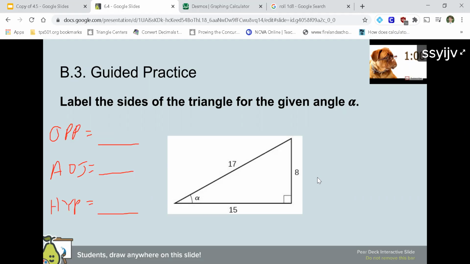Got it? Very good. B looks like there's an 8. Which one is opposite? 8.